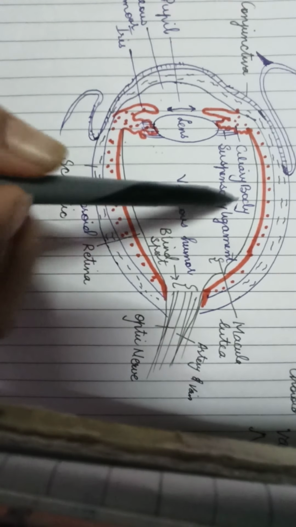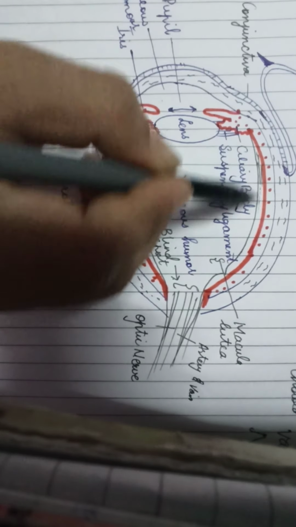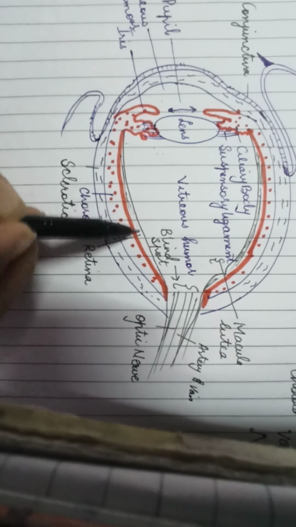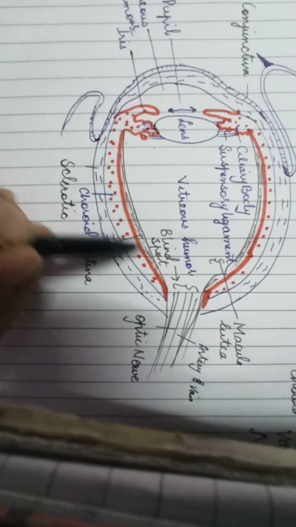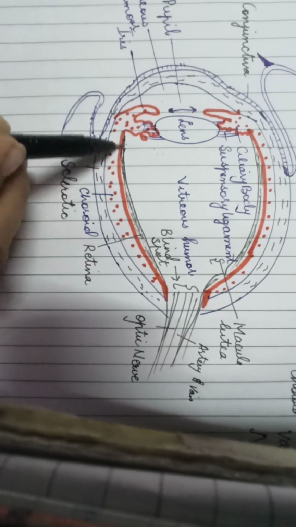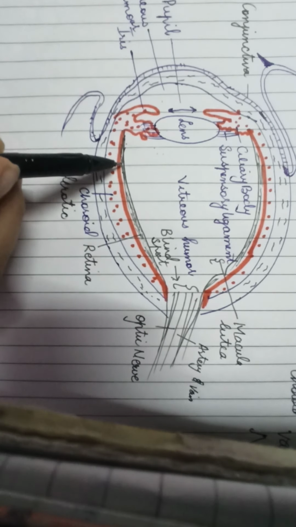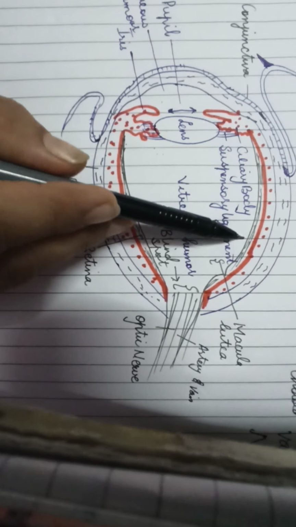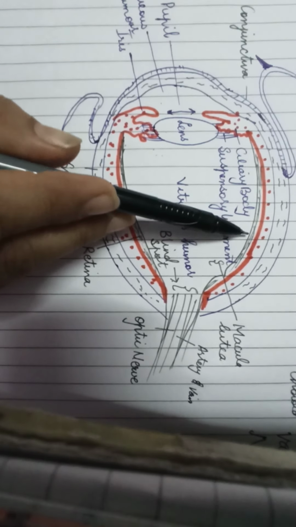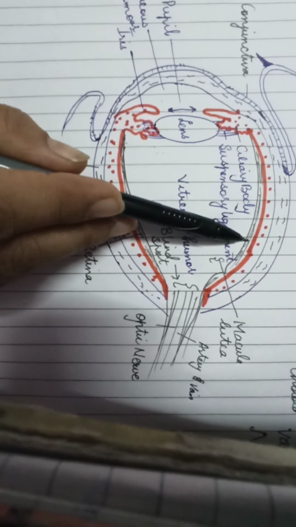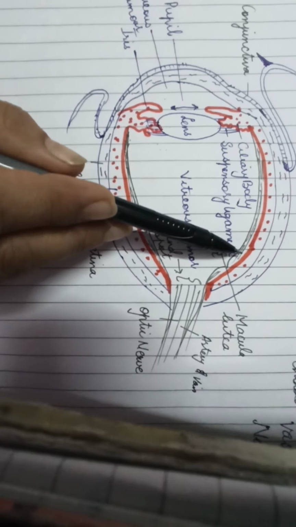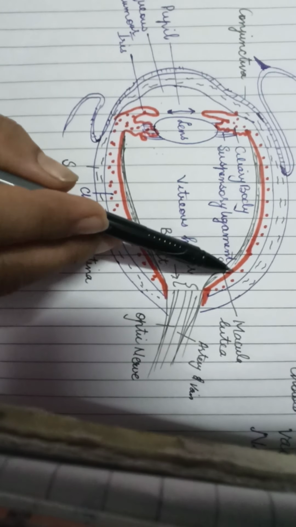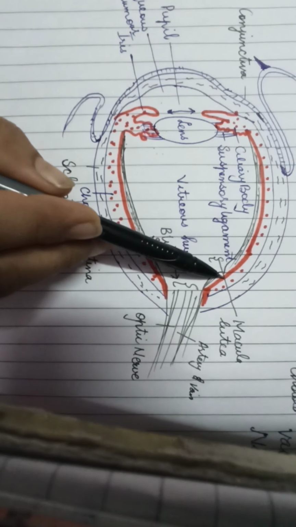This is the retina I have drawn here in black color, and this is a nervous coating, the third layer of the eye, that is called the retina. Now in the retina, the main part is just below the choroid region. It has pigments, rhodopsin and iodopsin. It has two types of cells, rod cells and cone cells, containing the pigments rhodopsin and iodopsin.